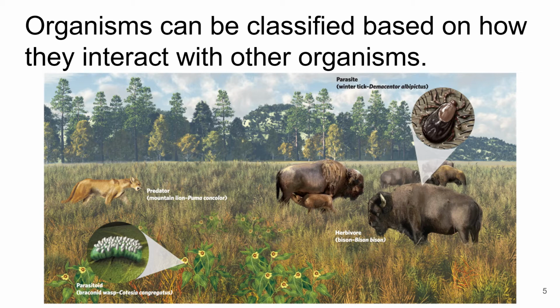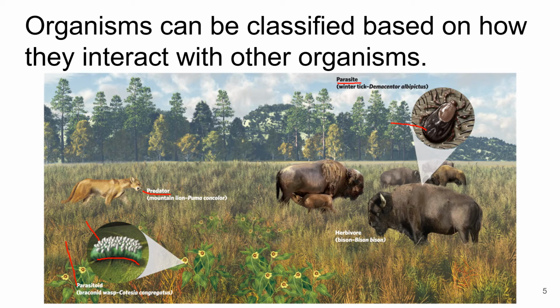Now, when we're thinking about what organisms are consuming, they can be classified based on how they interact with those other organisms. So a predator is an organism that kills and partially or entirely consumes another individual. A parasitoid, right down here, these little white things on a caterpillar, are organisms that live within and consume the tissues of a living host that eventually kill it. Parasites, so like a tick, are organisms that live and feed in or on another organism, but they rarely kill their host. So parasitoids do kill their host, parasites rarely do.